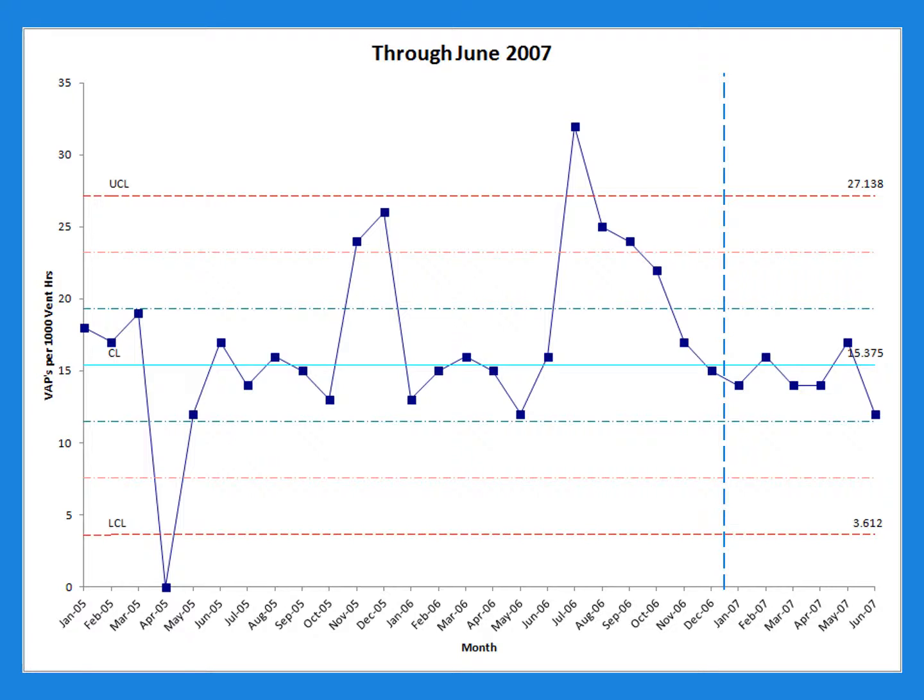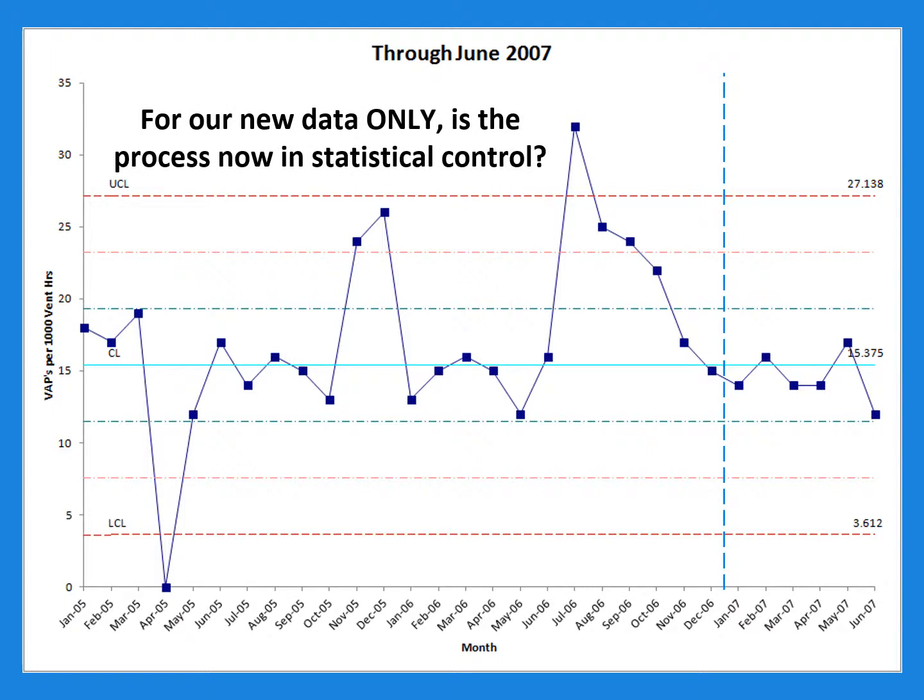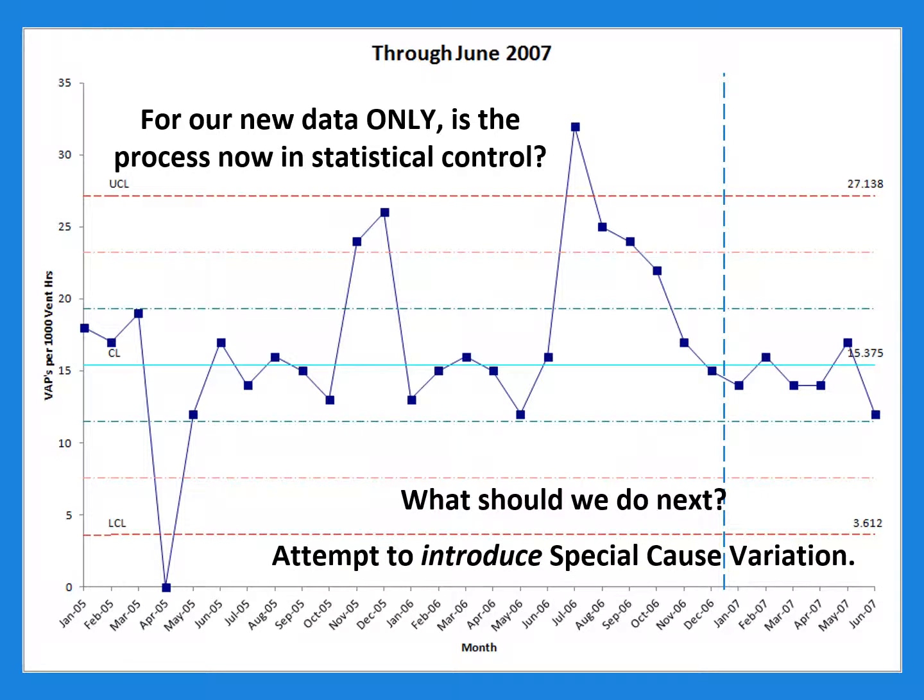So now, after that intervention, which is represented by the vertical dashed line there, for that new data afterwards, is this now in statistical control? Yes, it is. It doesn't violate any of those 8 rules we talked about. So now that we have our process in statistical control, what do we do next? The next step is to introduce special cause variation into our process.